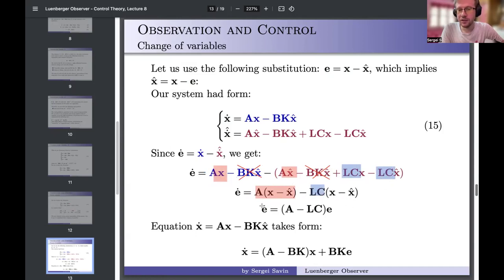So what we get as a result is very similar to what we saw previously. E dot equals A minus LC E. Okay. And we know that this is stable because A minus LC is stable. That is, we established it in the control design. We designed the observer in such a way that A minus LC is stable, is Hurwitz. Okay, but this is only part of the problem.